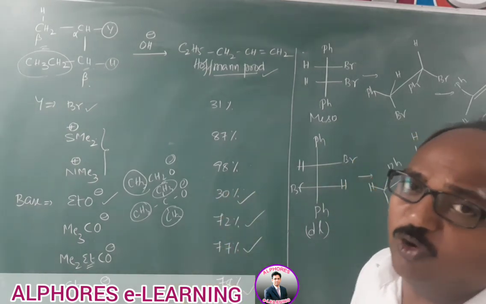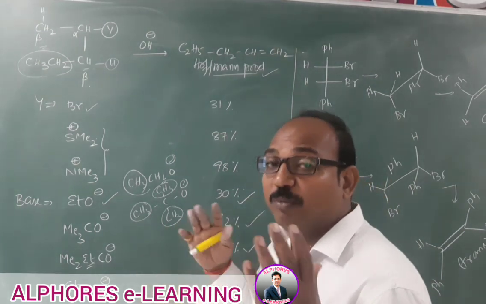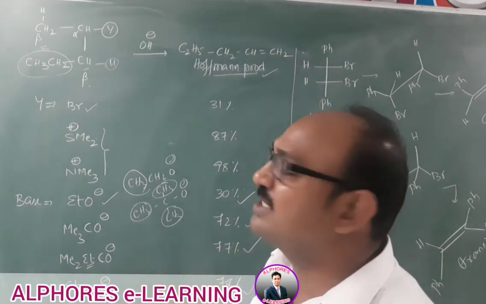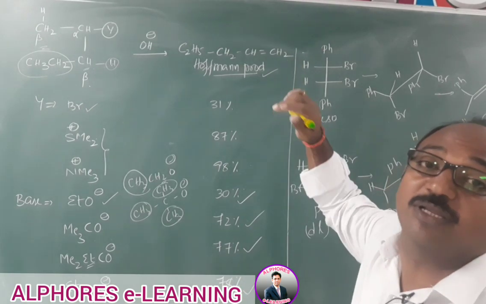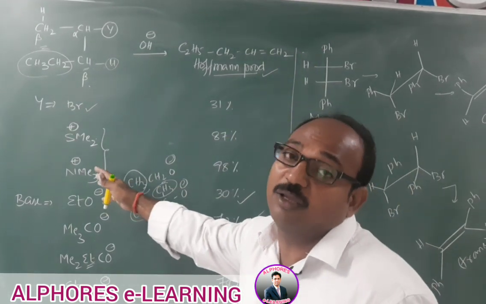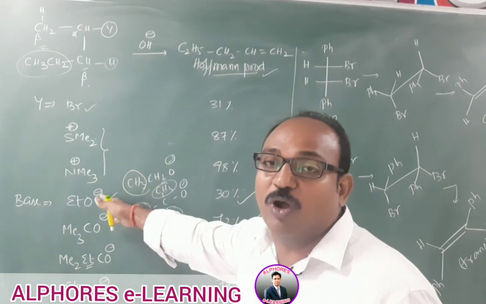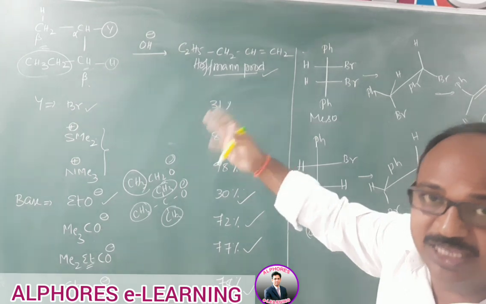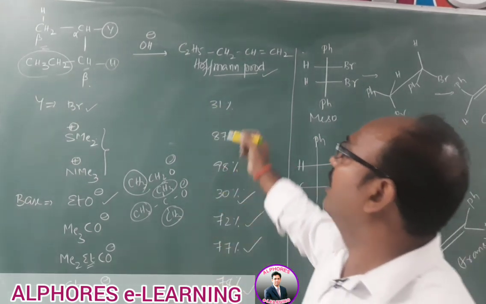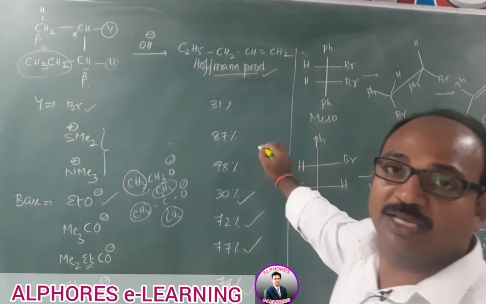Similarly, if the leaving group is a good leaving group, in other words, a good nucleofugacity, in such a case we can say yes, a good leaving group means Saytzeff product. And if it is a poor leaving group like fluorine or quaternary ammonium salt or SMe3 plus, SMe2 plus, in all these cases with such leaving groups, the Hofmann product increases.